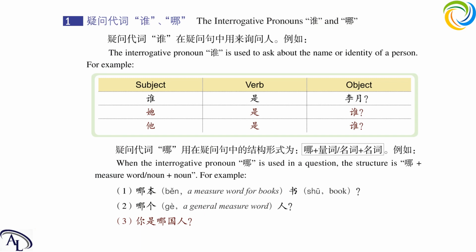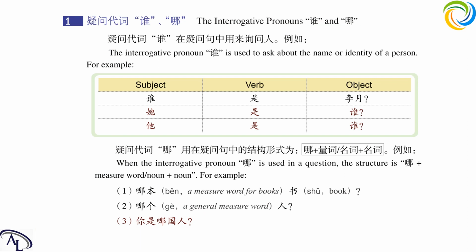So first one is the interrogative pronoun 谁 and 哪, these two interrogatives. And 谁 is used to ask question about someone's name or someone's identity. For example, first example here. 谁是李月? So this is asking about who is Li Yue, right? We already know the name of this person, but we don't know which person is Li Yue. Who is Li Yue?